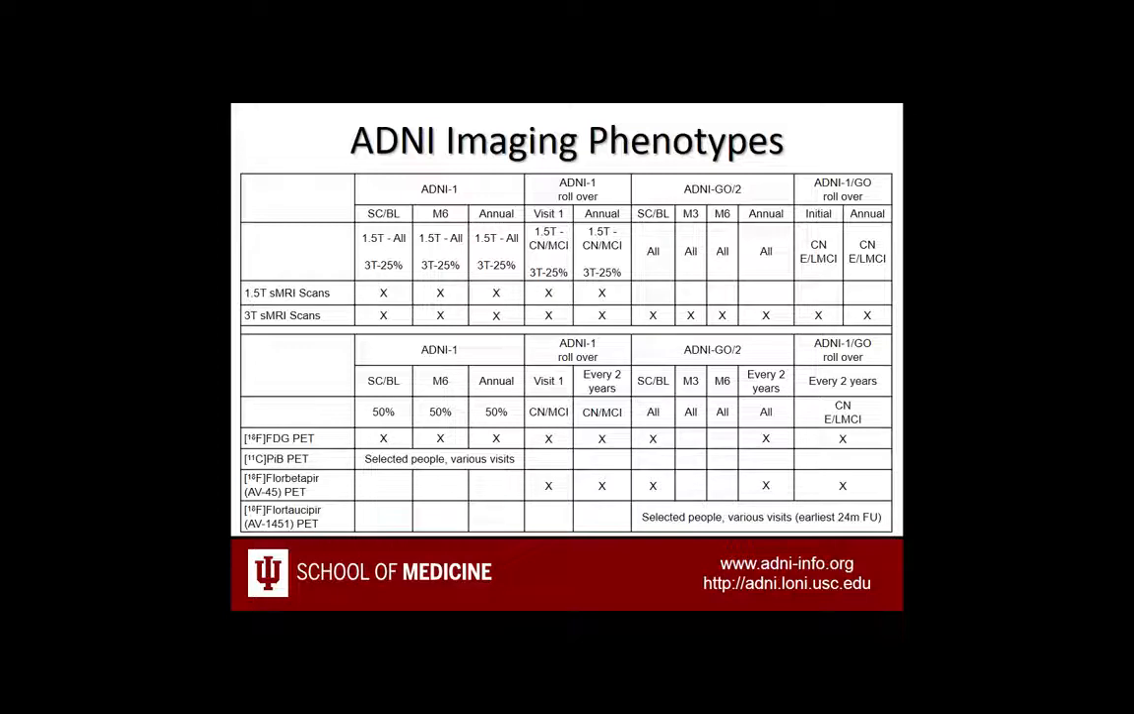FDG PET was consistently done across ADNI1, GO, and 2, with 50% of ADNI1 having FDG PET, and then all of ADNI-GO 2 at baseline and then every 2 years.